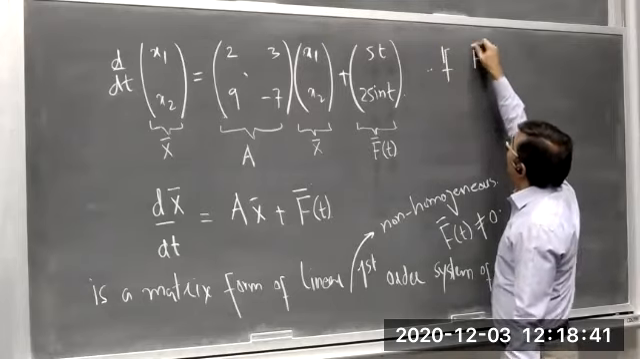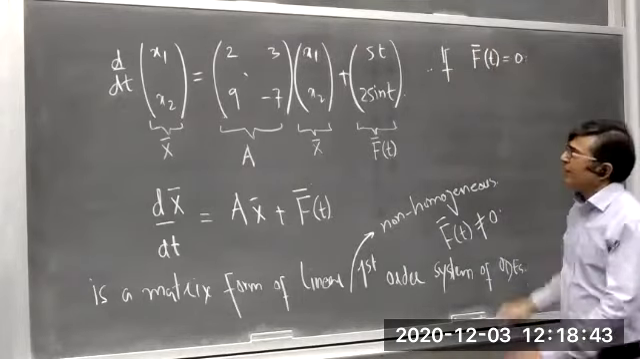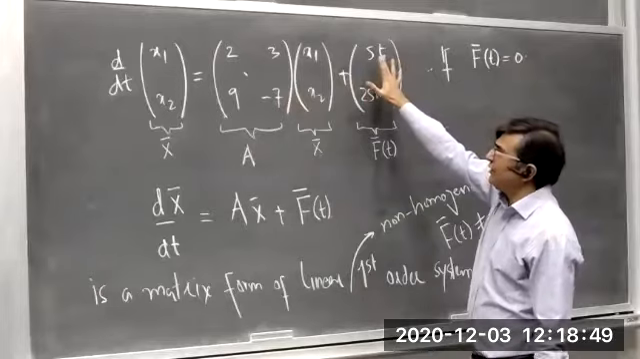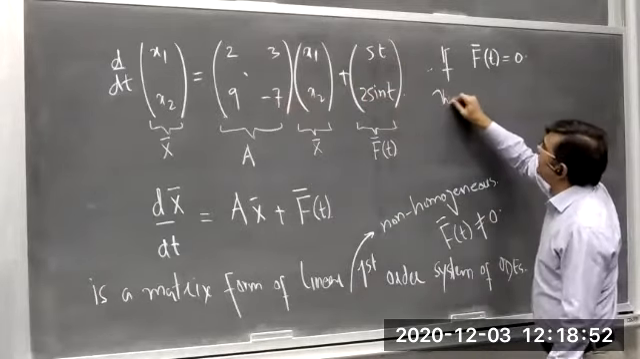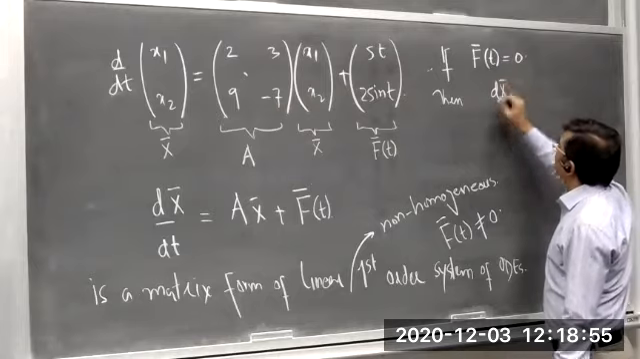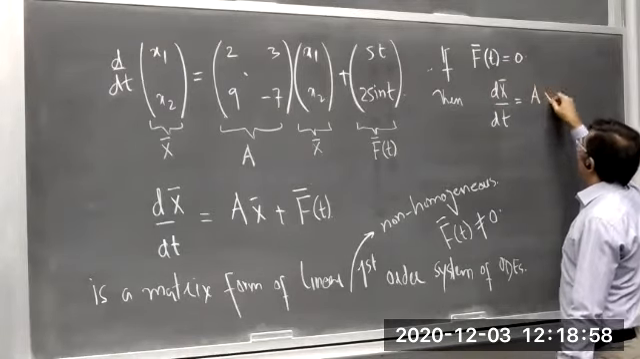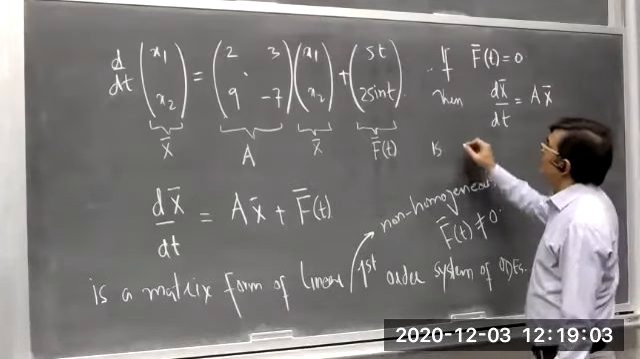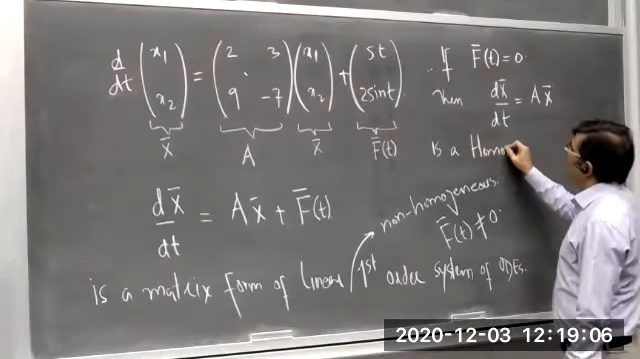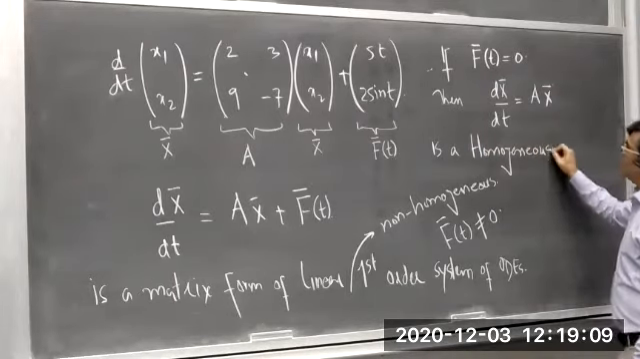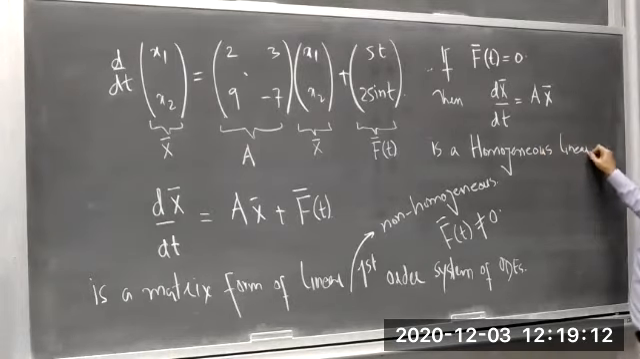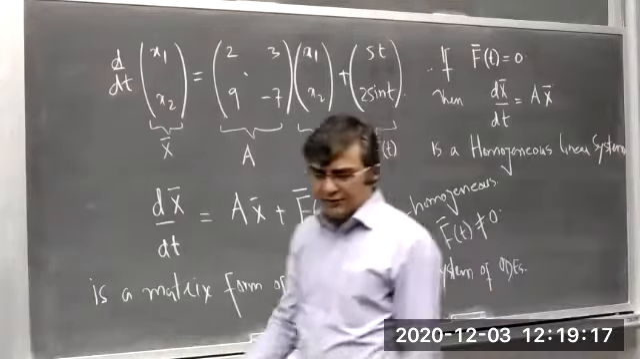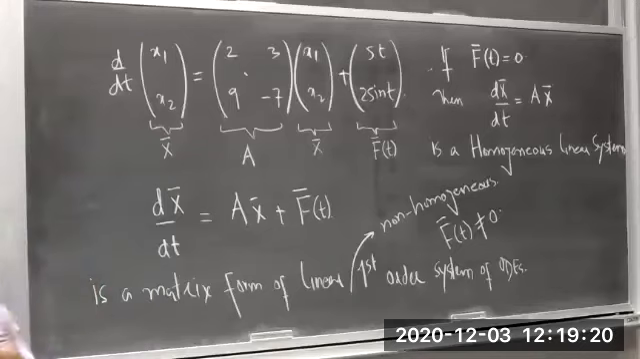If this vector is zero, for example, if we don't have this vector in that system of first order ODEs, then we get the system dx by dt is equal to A times x, and it is called a homogeneous linear system of first order differential equations. I hope you get it. If you have any question, you can ask me.